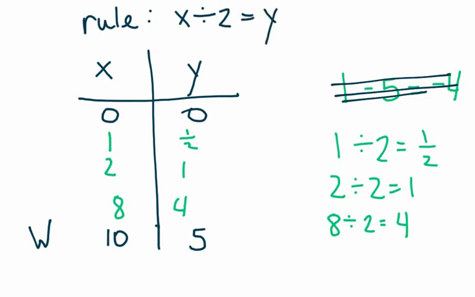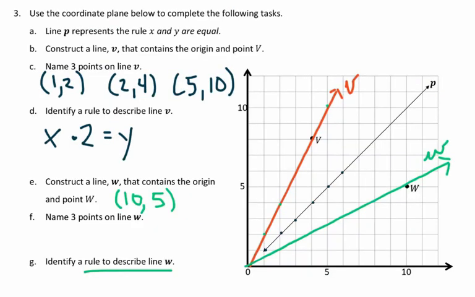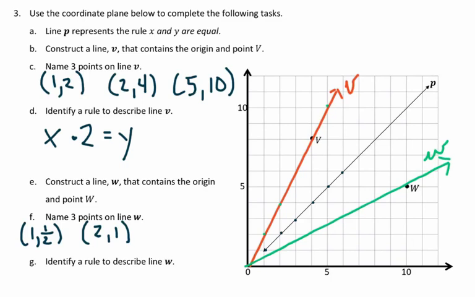Okay, so we actually did 3 points, and we have our rules. So we have F and G done. Let's write that in. Our 3 points would be 1, 1/2, then 2, 1, and 8, 4. And the rule again is x divided by 2 is equal to y.